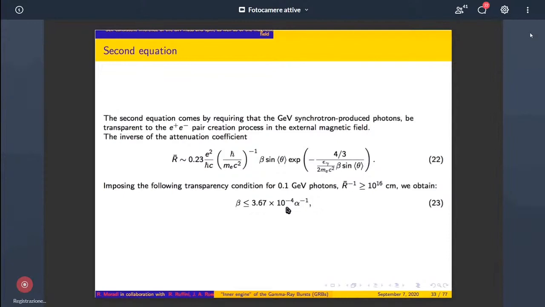The second assumption is that when the electron is accelerated in this electromagnetic field, and since the photons are in the electromagnetic field, they emit synchrotron radiation. So this radiation must be transparent. The transparency condition, considering 10^16 centimeters, gives us this relation. So this is our second condition.